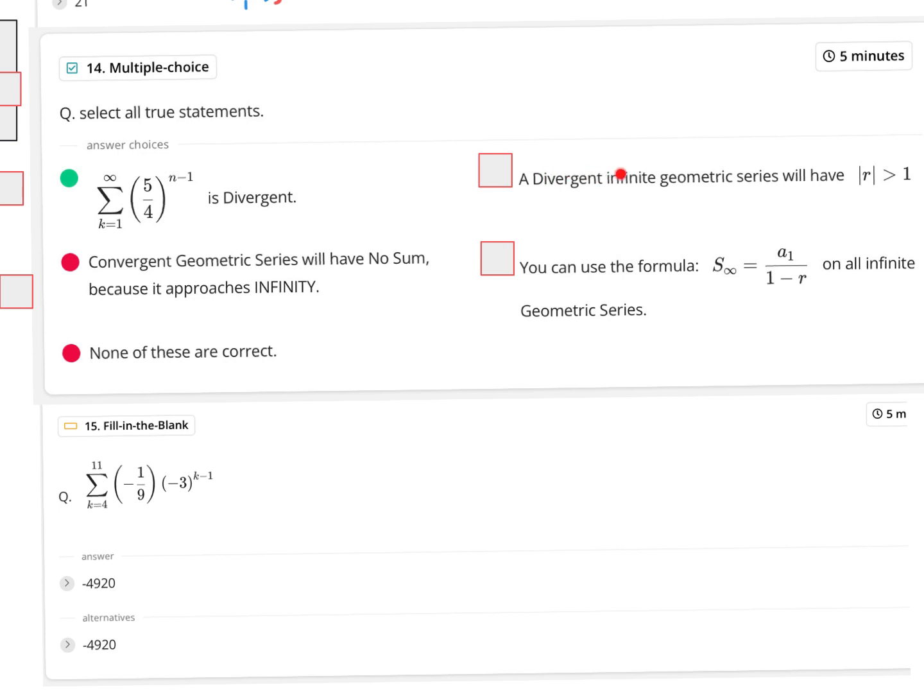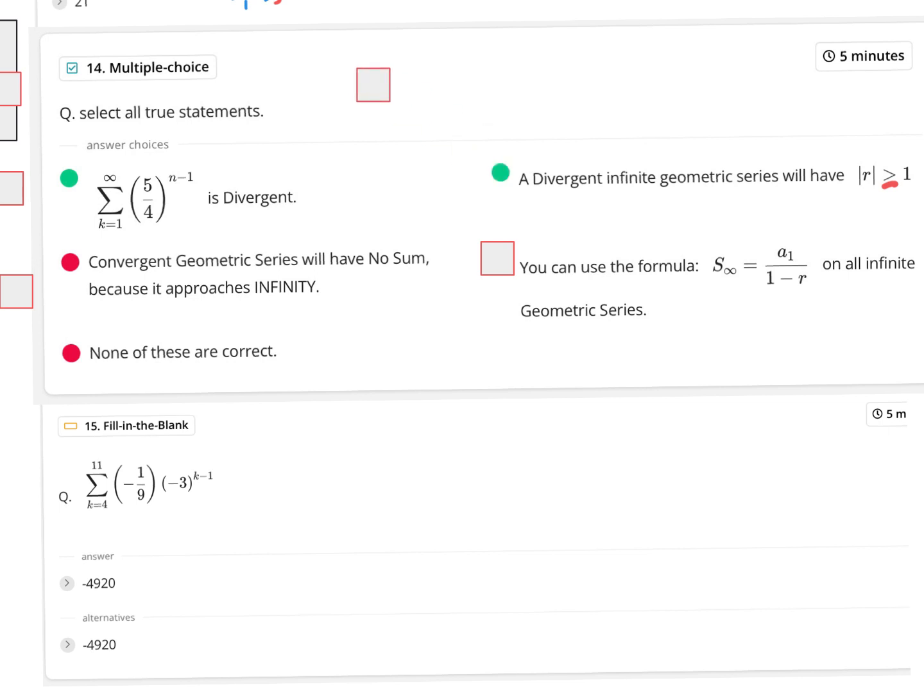Over here, a divergent infinite geometric series will have your common ratio greater than 1. A divergent series means that it goes off to infinity, and that does make sense because the common ratio is greater than 1. If it is greater than 1, it's going to go to infinity. Technically, that should be greater than or equal to 1. That'll go to infinity. So this will be fixed on your practice test. I apologize for that. Greater than or equal to 1, it does go to infinity. So that is a true statement.